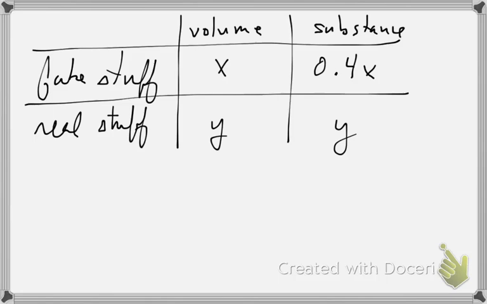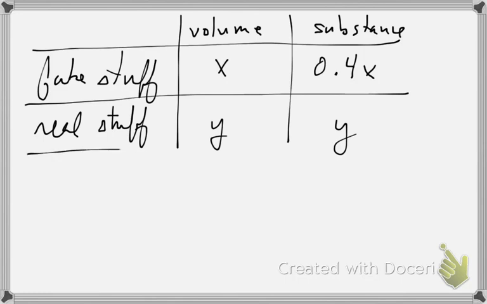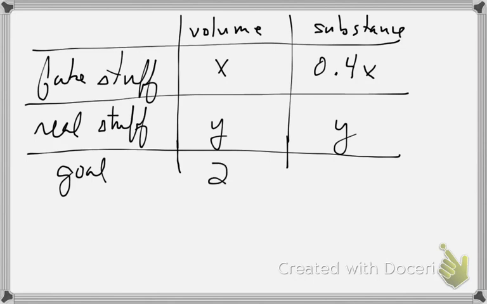Where's 80% come from? Well, now that's a good question. That's the goal. Our goal is to make 2 liters of 80% apple juice. So the volume is the 2 liters, and 80% of those 2 liters should be that real stuff, which is 1.6.